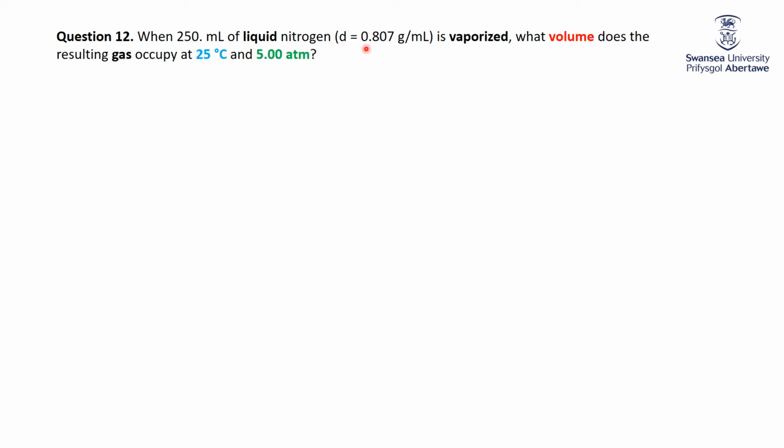250 mils liquid nitrogen. I give you the density as vaporized. What volume does the resulting gas occupy? So we start with liquid and then it all vaporizes to the gas. So the first thing is we know the temperature and pressure. We want the volume. So we need the number of moles. Well, the number of moles is not given to us as a gas. The number of moles is ultimately given to us as a liquid.